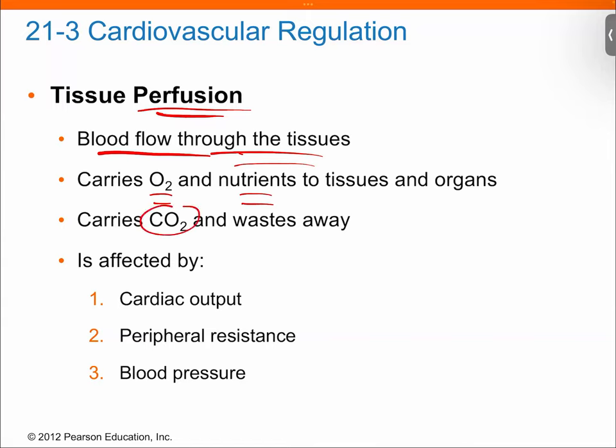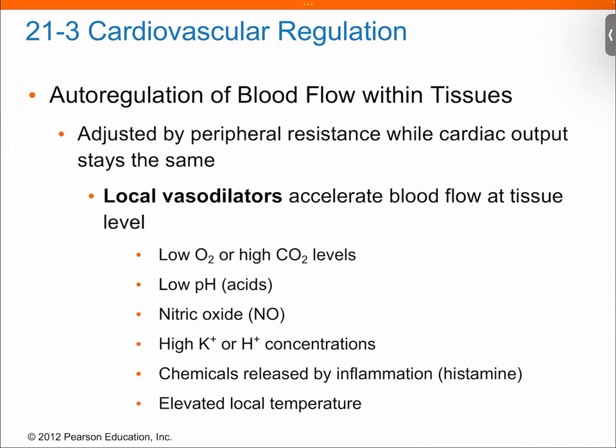Now, the perfusion, as we learned in the last chapter, is a function of cardiac output and, of course, peripheral resistance, right? Because peripheral resistance affects cardiac output. And, of course, your blood pressure, because blood pressure is affected by your peripheral resistance. So you can see how these three metrics are pretty much all tied together, right? The greater resistance you have, the greater pressure you have, which means the greater output you need. So they're all linked together, but these are all different things that affect them.